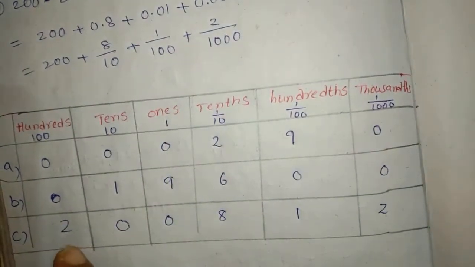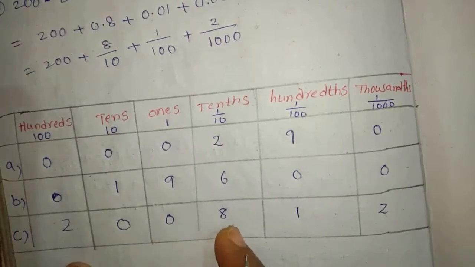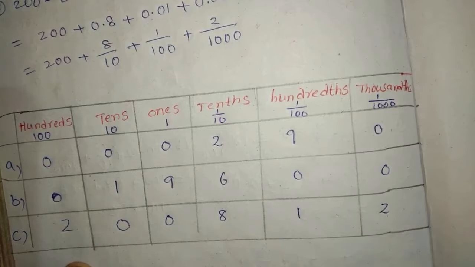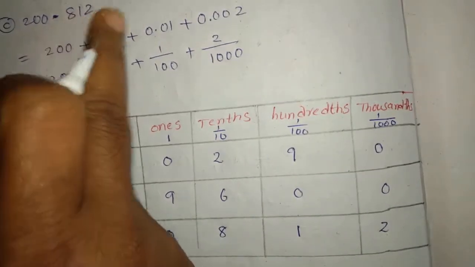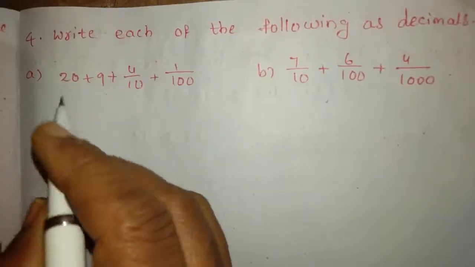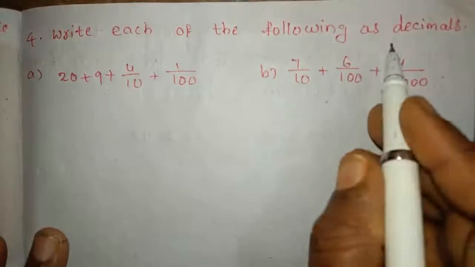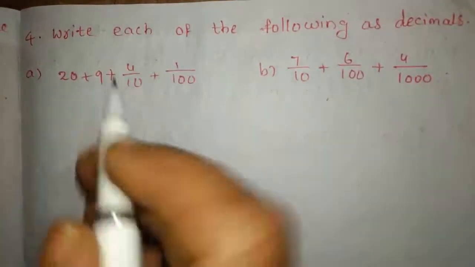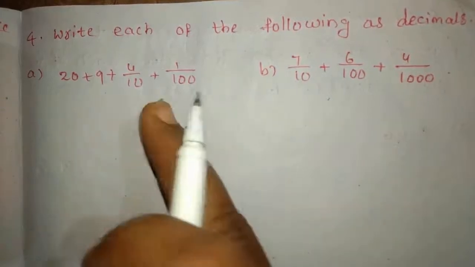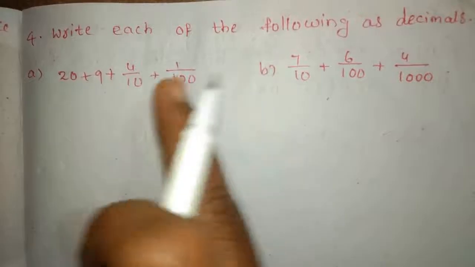In this C, the place value is 200812. That is equal to 200.812. Now let us see the fourth question. That is, write each of the following as decimals. Here some place values are there, so we write this now in decimal form.